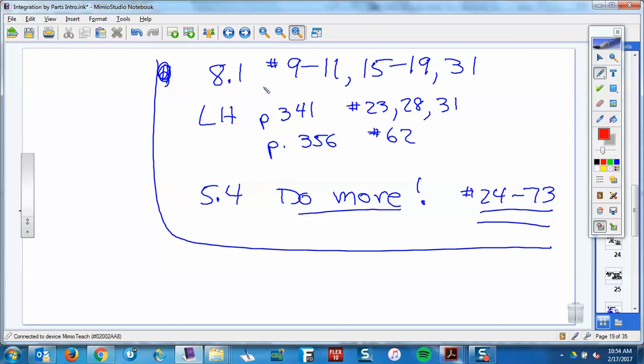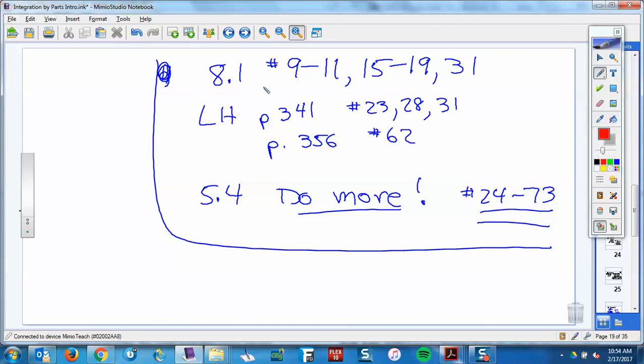Now, a couple more things here though. So 5.4, that's in the book. Just do a bunch more of them. Just go through and look for ones that look like something that would be challenging, that you're not sure what road to go down, and try it and see, and then we can talk about it.